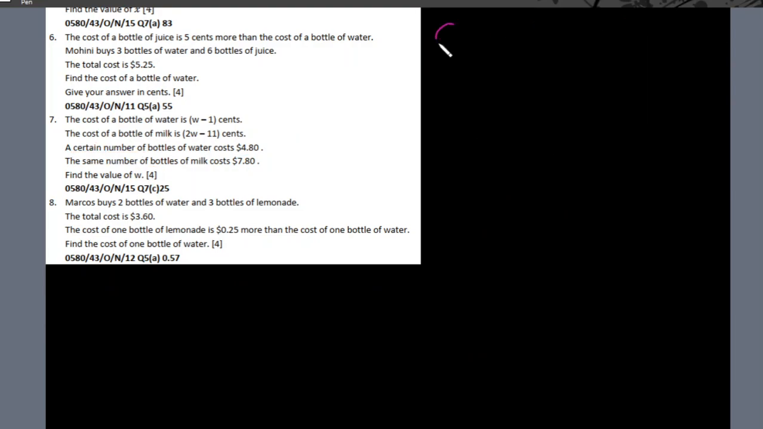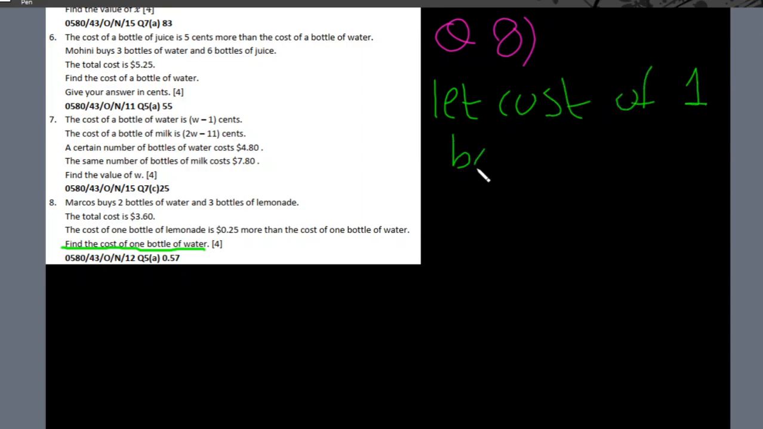Alright, question 8. Marcos buys 2 bottles of water and 3 bottles of lemonade, and the total cost is 3.60. The cost of one bottle of lemonade is 0.25 more than the cost of one bottle of water. Find the cost of one bottle of water. So we always equate this to x. Let the cost of one bottle of water be x.